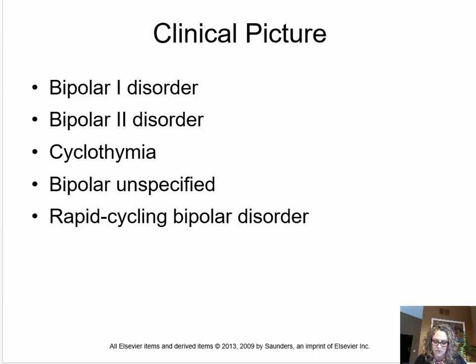With bipolar 2 disorder, the patient experiences hypomania that alternates with at least one major depressive episode. Psychosis is not present in bipolar 2 disorder. With cyclothymia, there are hypomanic episodes that alternate with minor depression, at least 2 years in duration. Then unspecified bipolar disorder is disorders with bipolar features that don't fit into those other 3 categories.